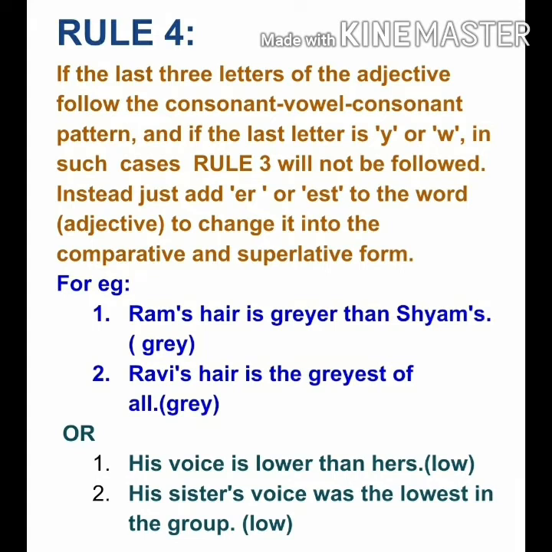Let's look at the next set of examples. His voice is lower than hers. The word low is the adjective here. It is a single syllable word. It follows the consonant vowel consonant pattern, but the last letter is w. And as per the rule, when the last letter is y or w, just add er to it to take it to the comparative form, or add est to it to take it to the superlative form.